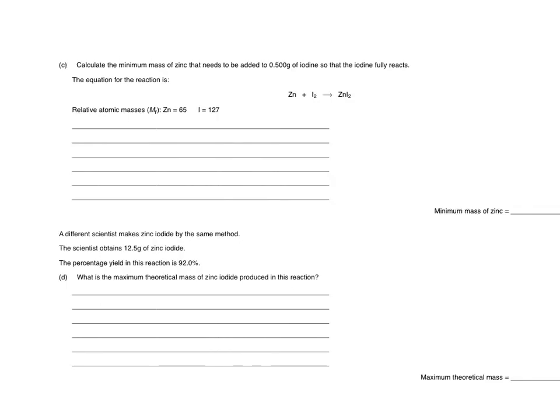Now this next question is a calculation question. It says calculate the minimum mass of zinc that needs to be added to 0.5 grams of iodine so the iodine fully reacts. What I'd like you to use when you're answering these questions is a process that I call Mr. T. And Mr. T stands for moles, ratio, and then triangle. So if I take you through this process, the first step is to work out a number of moles of the thing you can work out. And here we have a mass of iodine.